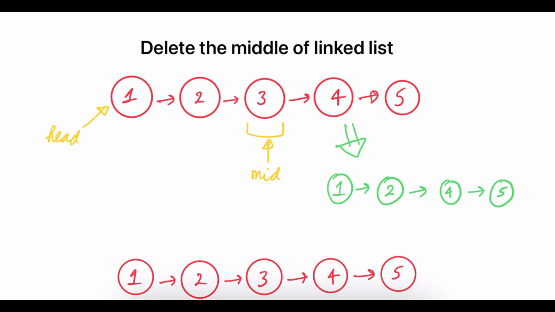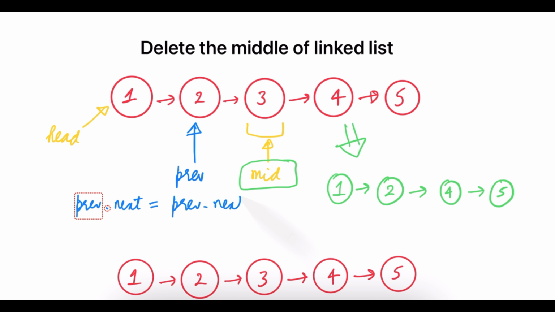And what do I need in order to remove this middle node? So if I only have the reference to my middle node, can I delete this node? The answer is no. So what else do I need to delete this middle node? To delete this middle node, I am also going to need the reference to the previous node. And if I have the reference to the previous node, what I can do is simply update previous.next equal to previous.next.next.